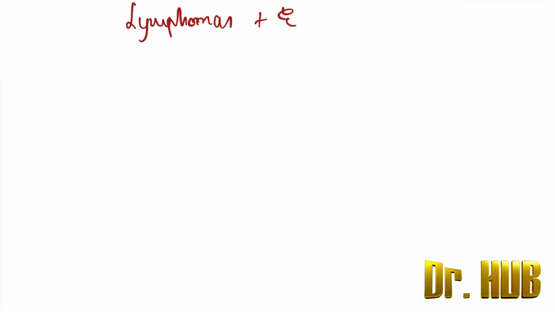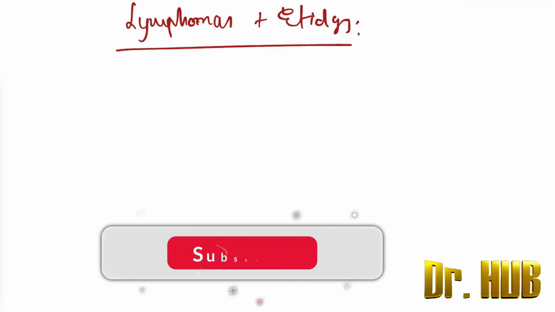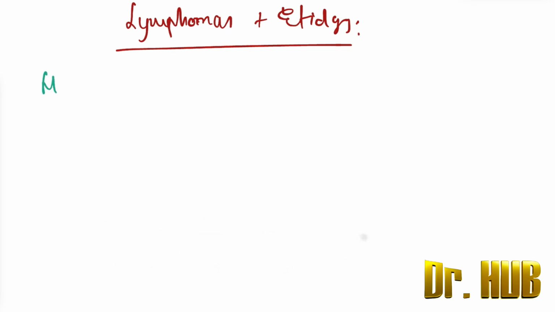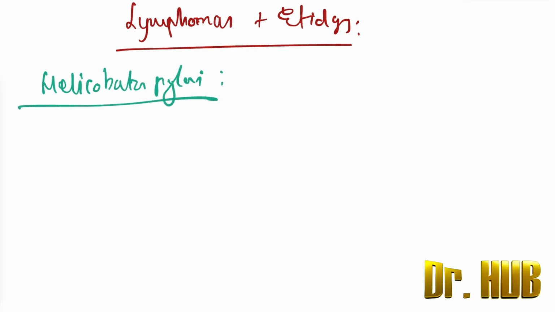Lymphomas and their etiology. So first we look at H. pylori, that is Helicobacter pylori. Under this, the lymphoid neoplasm involved is gastric MALToma.